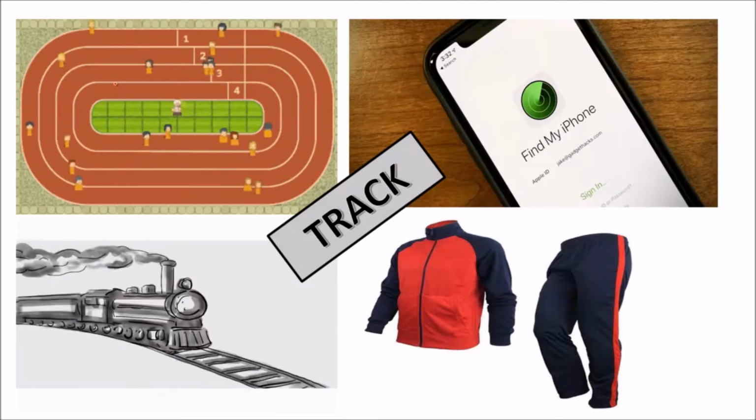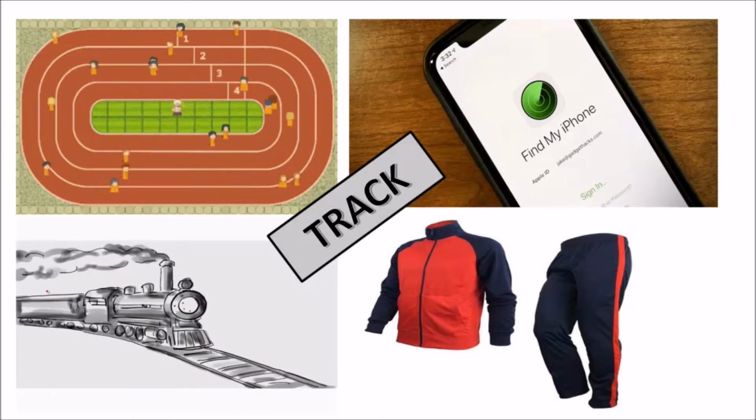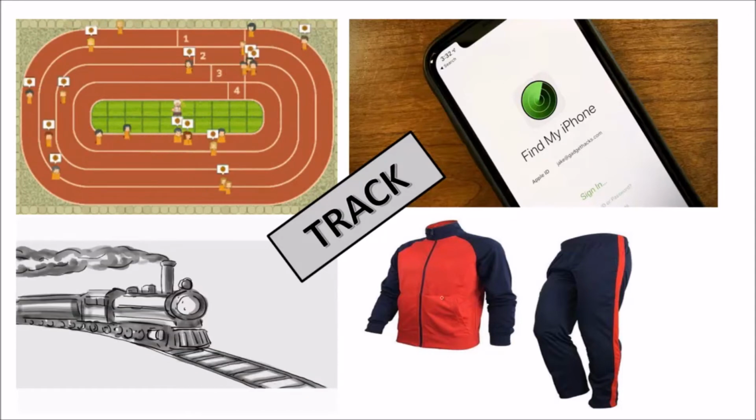The first clue here is an oval track. The second clue, find my iPhone, is a feature to track your mobile phone. Third is a railway track, and finally fourth is tracksuits. Your next question.